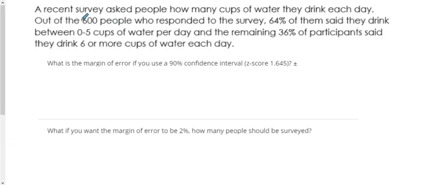All right, the next question. A recent survey asked people how many cups of water they drink each day. Out of the 600 people who responded to the survey, 64% of them said they drink between 0 to 5 cups of water per day, and the remaining 36% said they drank 6 or more cups of water per day. What is the margin of error if you use a 90% confidence interval?